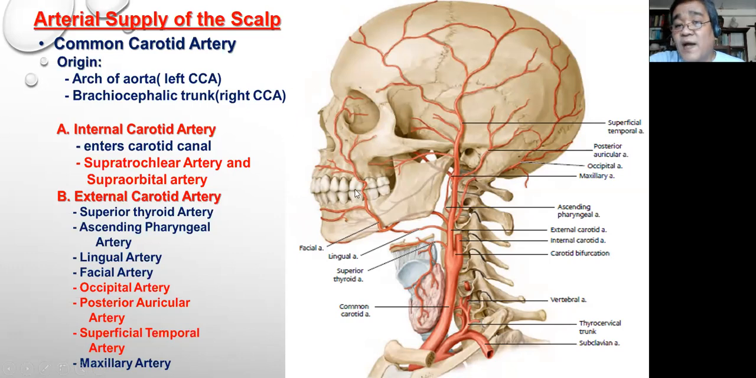So this is why your scalp bleeds easily, and this is also the reason why you rarely get an infection involving an injury to the scalp, because like I said, it is well vascularized, and that's why wounds of the scalp heal very fast.